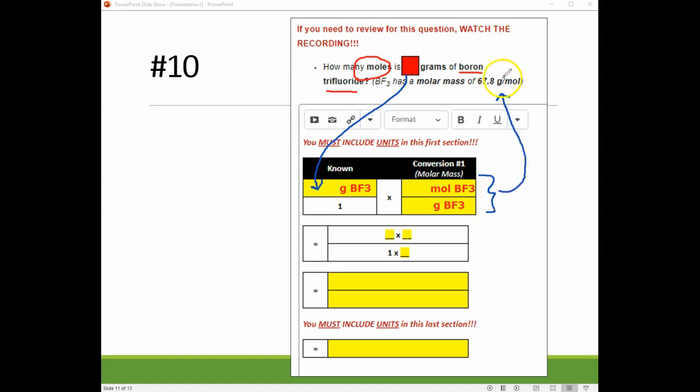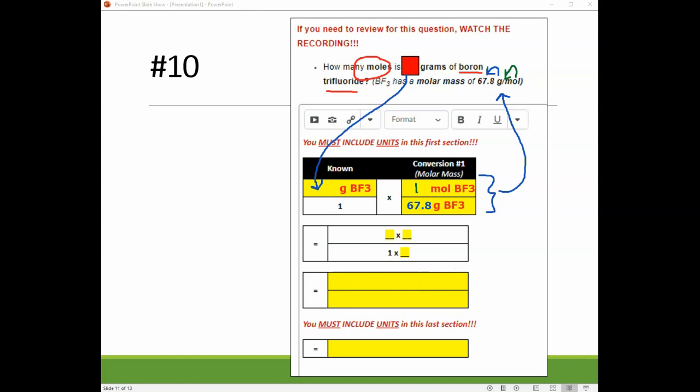So whatever number is next to grams should go on the bottom, which in this case would be 67.8. Sorry, 67.8 here. And whatever number is next to moles should go on the top here, which remember we have a blank. Blanks just mean 1. So you should be able to now take the numbers and just multiply them. You don't need units in the second part. So whatever number you have here times 1 on the top, and down here 1 times whatever number you have on the bottom, 67.8.